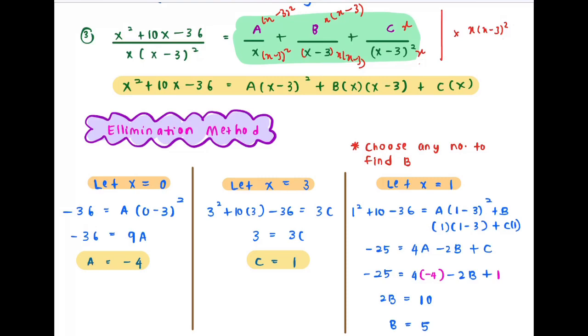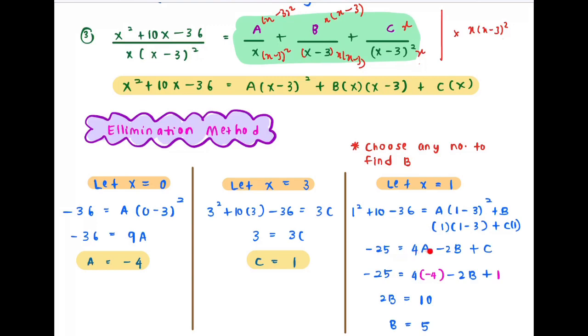So finally, we have the value of a and c. We're just missing out on b. However, we cannot choose any number which can eliminate straight away the factor, because x equal to 0 is already used and x equal to 3 is already used. So what you should do now is you just choose any number in order to find b. So just take a simple number like x equal to 1. So your left hand side is equal to 1 plus 10 minus 36. And your right hand side is, just fill in this 1, 1, 1, and this is 1.